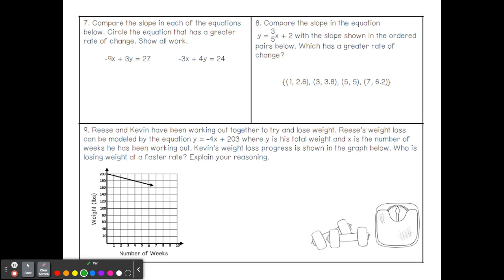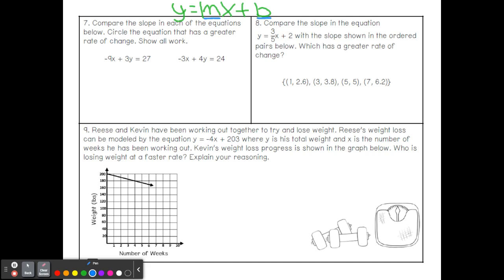Compare the slope in each of the equations below. Circle the equation that has a greater rate of change. Okay, so what we need to do first is remember that to write an equation in slope-intercept form, it must be written as y equals mx plus b, where m is your slope and b is your initial value, or what you start with.